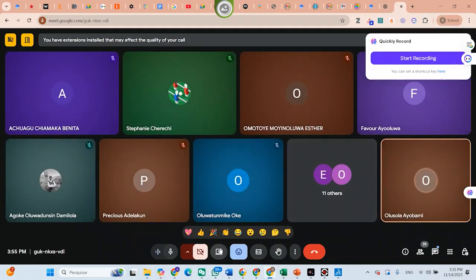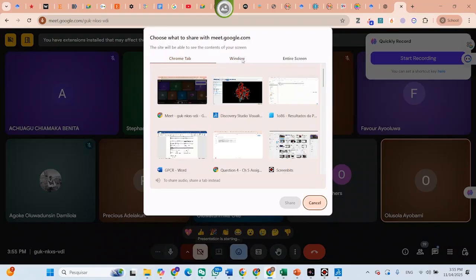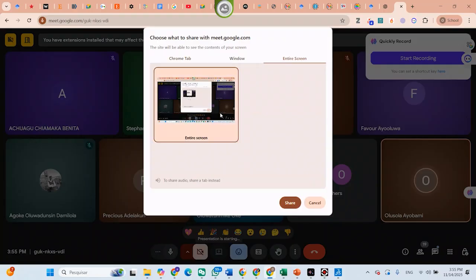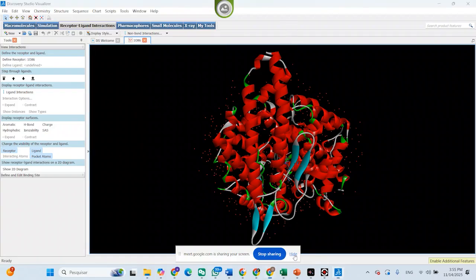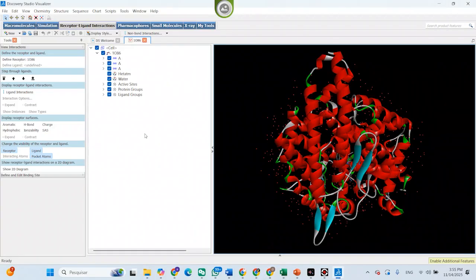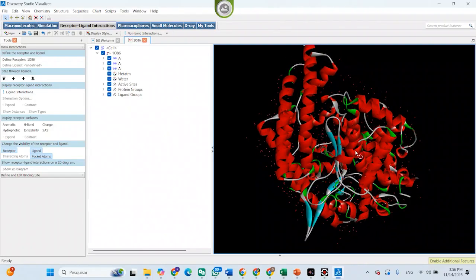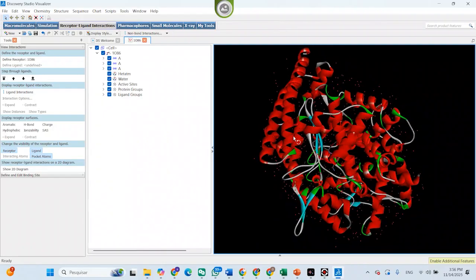This is not going to take more than 10 minutes. Should I share my entire screen? Yeah, let me share my entire screen. Can you guys see my Discovery Studio? Hello, can you guys see my Discovery Studio? Yes, sir.